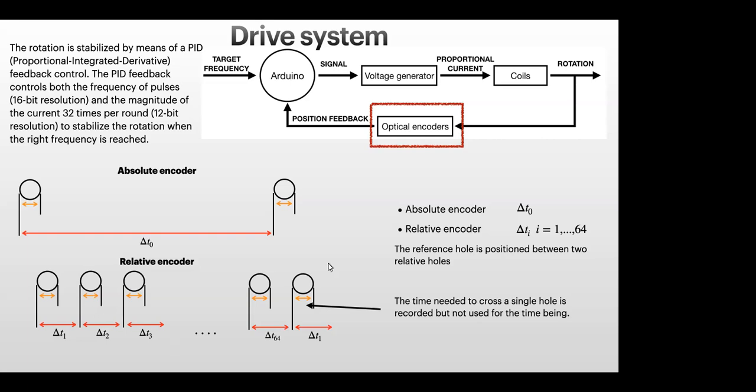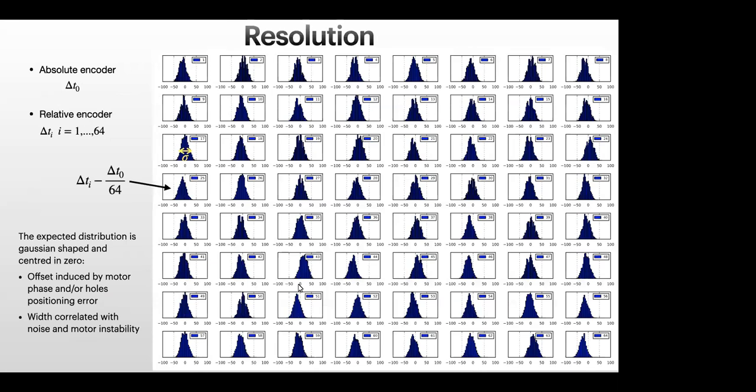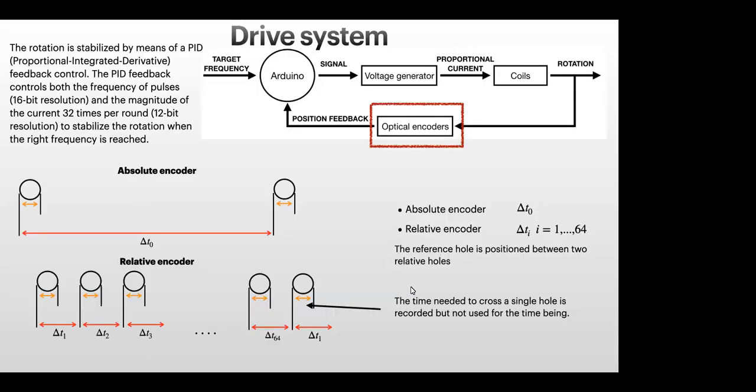In our system, we were able also to read the crossing time of each slot, but at the moment we are not using this information for the angular reconstruction template.